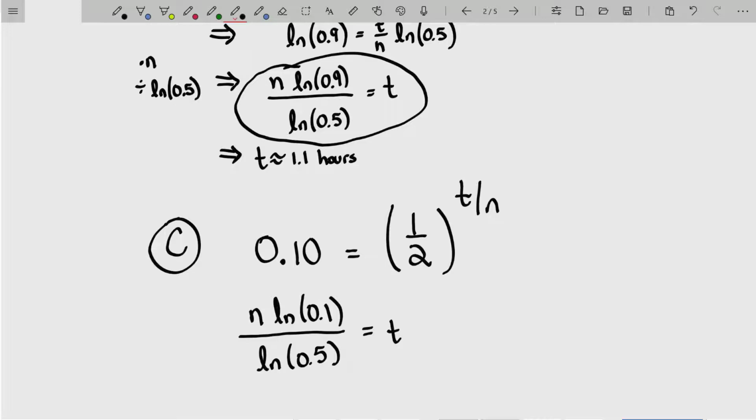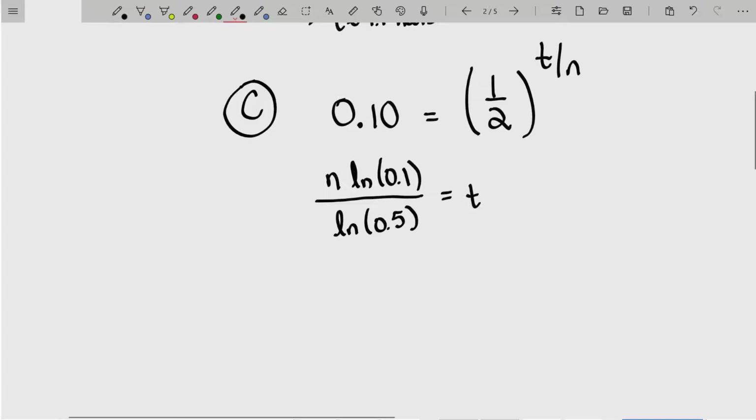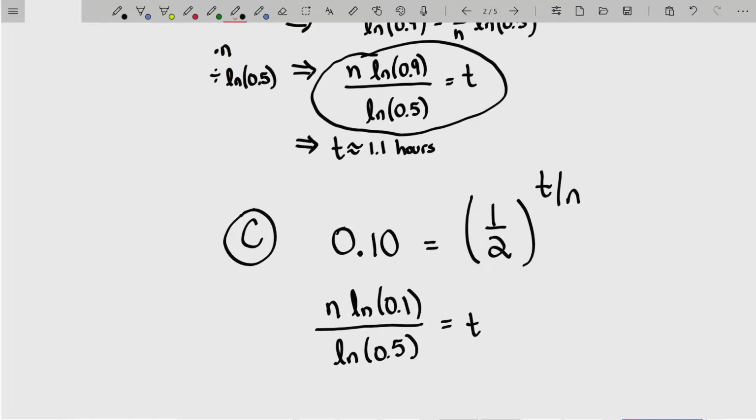So again, I get to just hop over to Desmos here. Now notice how much faster that was to set up. It was because we already pre-did a different problem, so we knew the form of the solution here. The only difference between the previous form and this is that the previous form had a 0.9 because we wanted to know when we had 90% left. And this form has a 0.1 because we want to know when we have 10% left.